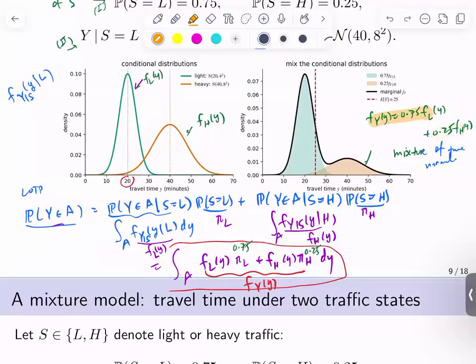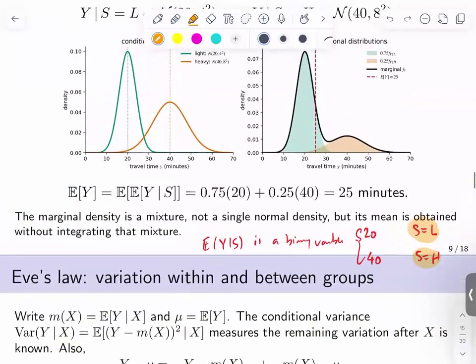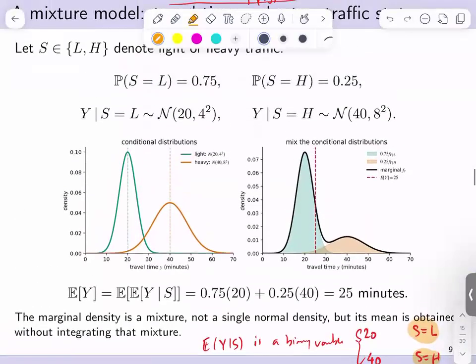So it gives you basically the same answer. So you get 25, sorry, 25 minutes, which is the expectation of the marginal distribution. That would be the expectation of y. This is rather direct, so you don't need to compute the marginal distribution of y in this case. You can see it's much easier.